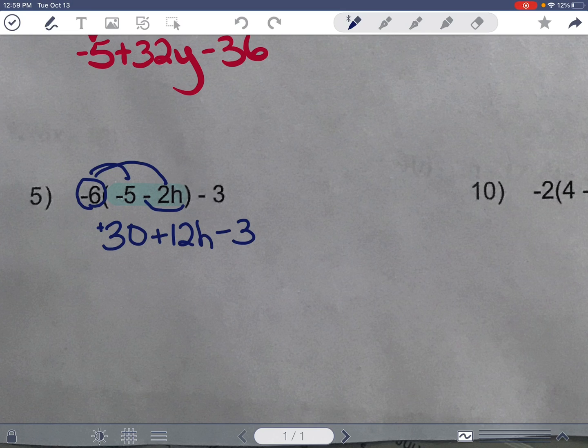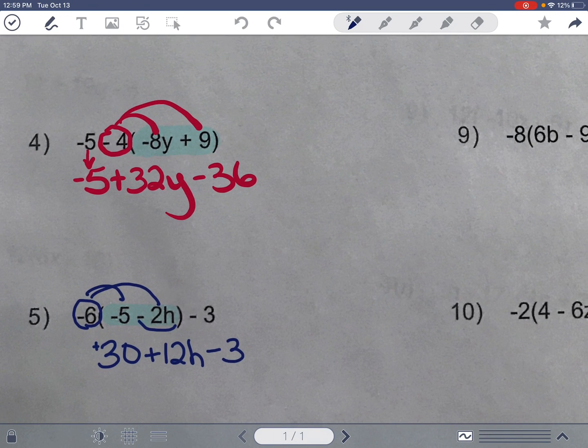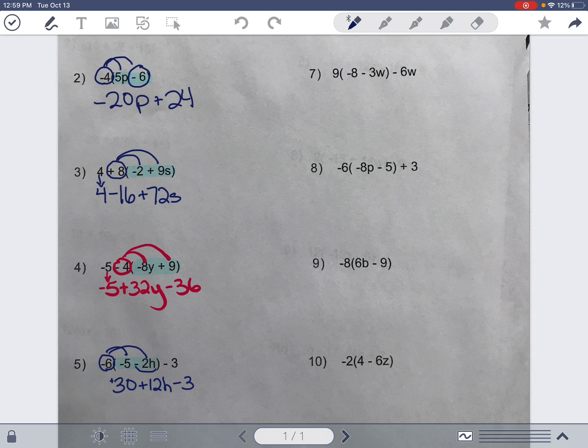So those are some more examples of how distributive property helps you simplify expressions. So we're headed to solving multi-step equations that are going to have some distributive property in them.